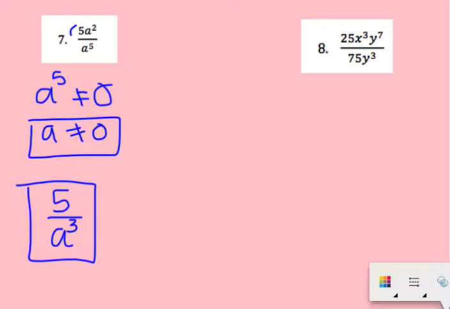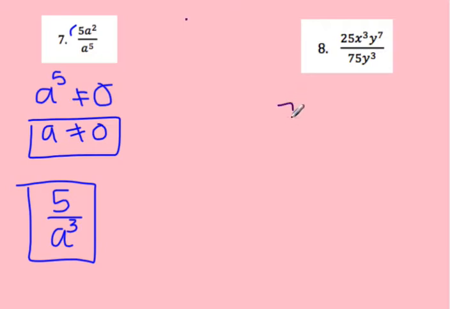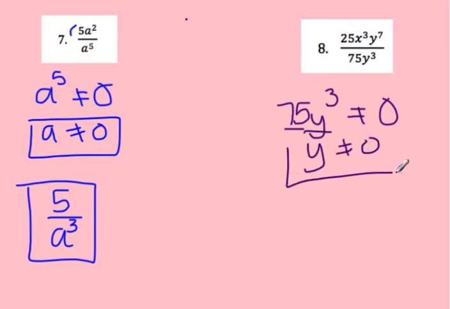Well, let's start by taking a look at the excluded value of number 8. So we know that 75y to the third cannot equal 0. Well, 75 is not going to equal 0. So we need to think of what values of y are going to make that equal to 0. Well, y to the third is the same as y times y times y. So the only way y to the third is going to be 0 is if y itself is equal to 0. So that's our excluded value.